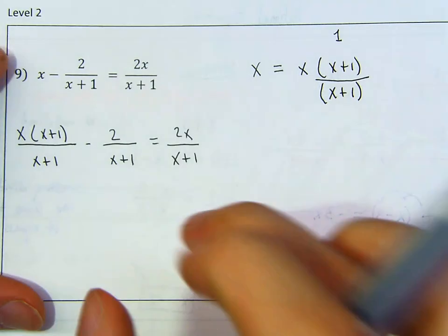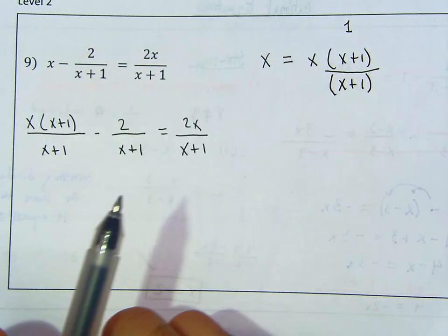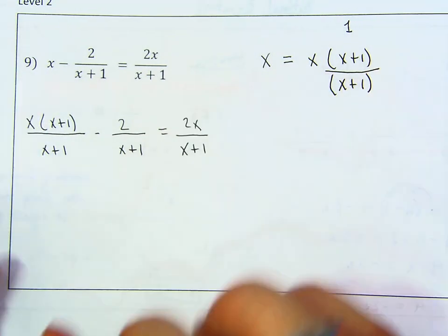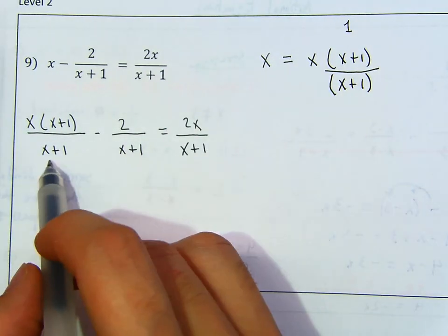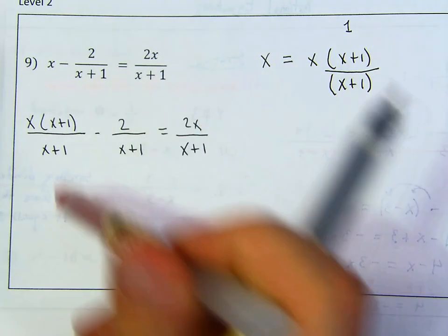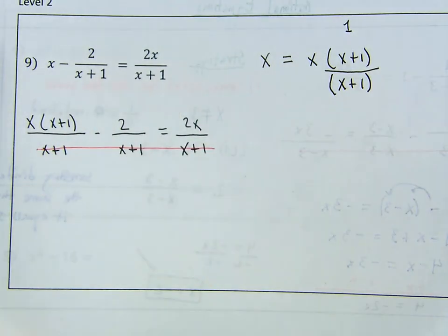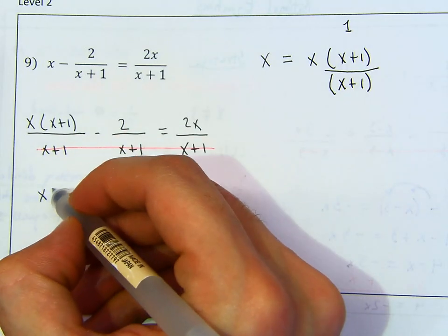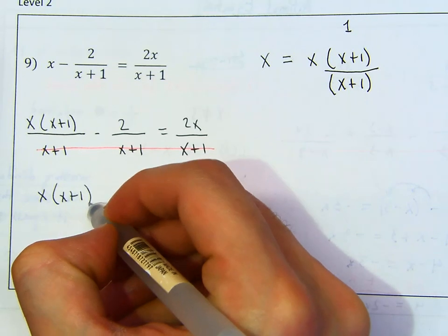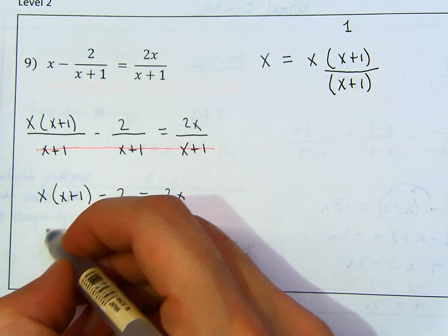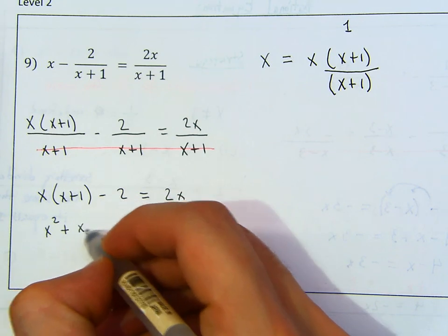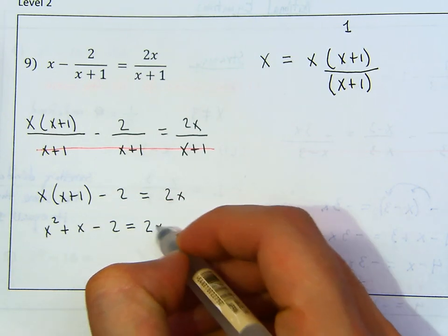Okay? What I want you to do is pause the video and try and do this yourself. Don't just keep going and me doing all the work, right? Okay, so now the denominators are the same, so that means the numerators are equal. So now I have x times x plus 1 minus 2 equals 2x. Now I have x squared plus x minus 2 equals 2x.